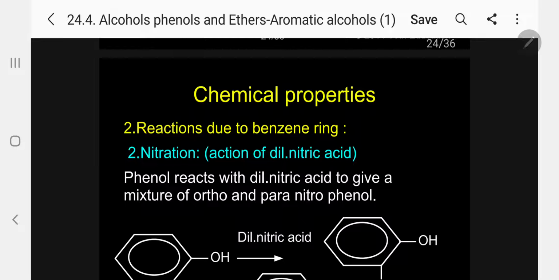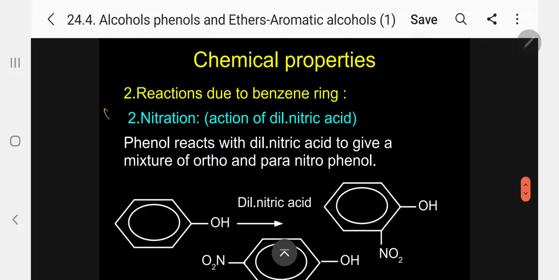Nitration. Kindly follow. Under nitration, normally I can conduct the reaction in two ways. One is in the presence of dilute nitric acid, which I can use because the ring is already activated. So even dilute nitric acid will react. And I can also conduct it with concentrated nitric acid. So I can get different products in different media.